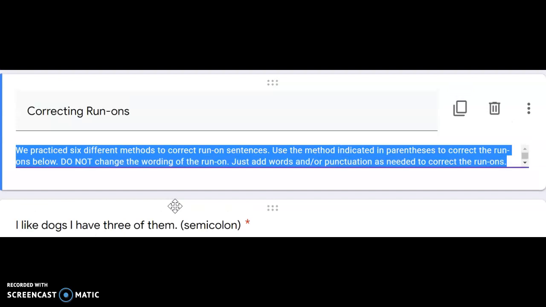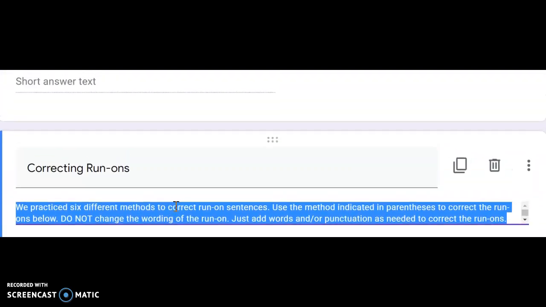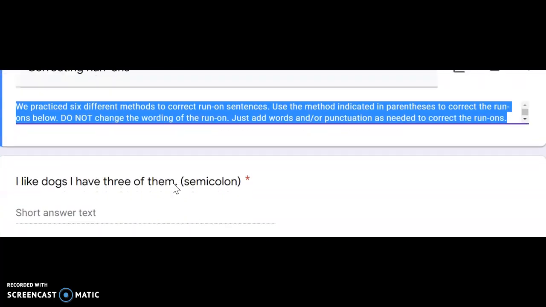Now, I want you to write the whole sentence. Don't just write the word before it, the semicolon, and then the word after the semicolon. That's not a sentence. I need you to write the whole sentence, and I don't want you to rearrange this. I don't want you to add other things. I don't want you to fix it in any other way. You have to fix this one using a semicolon.